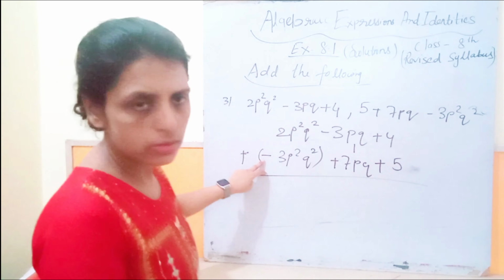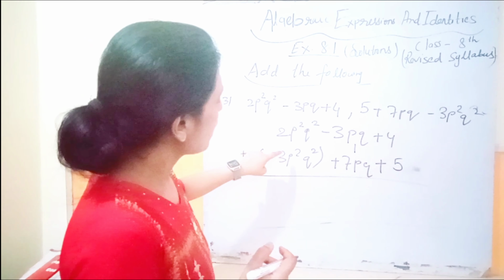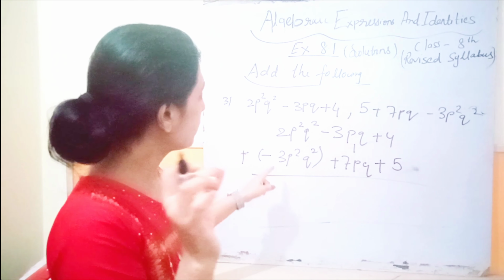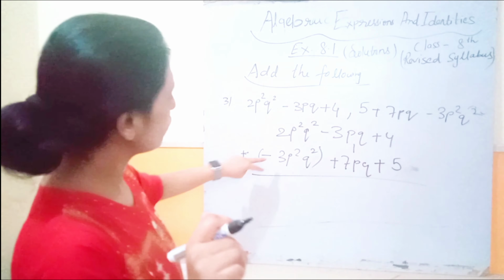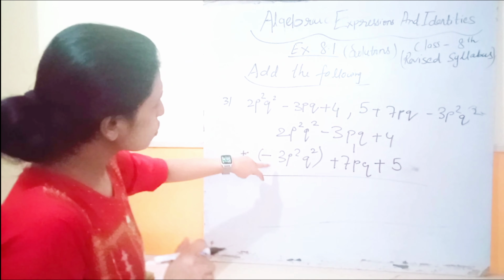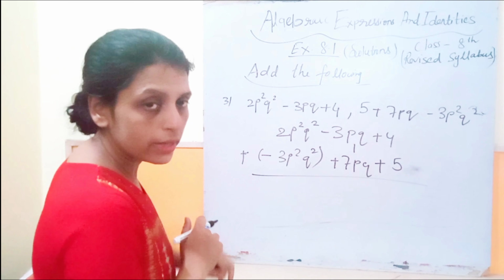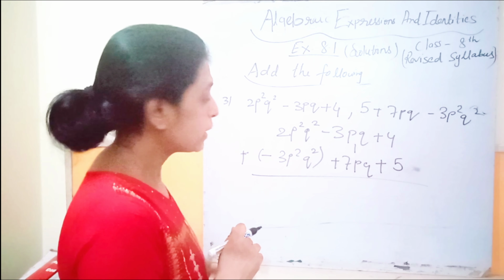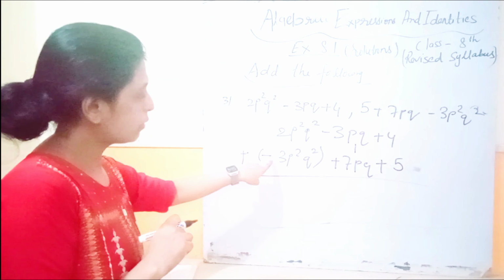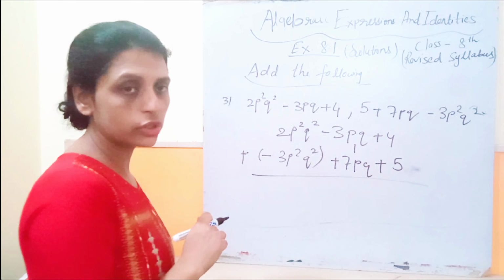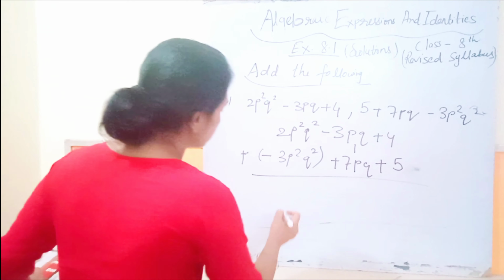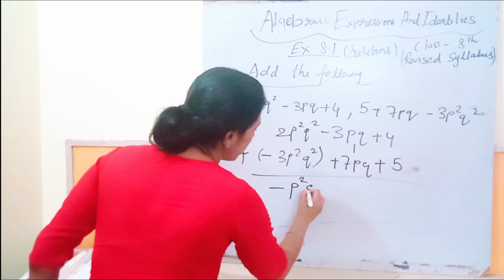So plus minus is minus. Okay. And the sign will be of the bigger number. Okay. We will take the numerical coefficient into consideration. So 3 with 2 minus is 1, but the sign is negative. Okay, with the bigger number it is minus 3. The numerical coefficient 3 is having the negative sign, so we will take minus. So it will be minus p square q square.